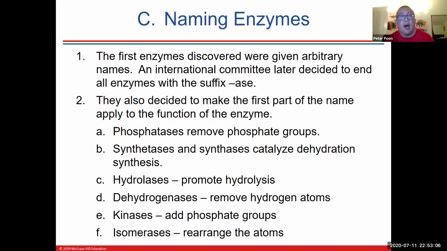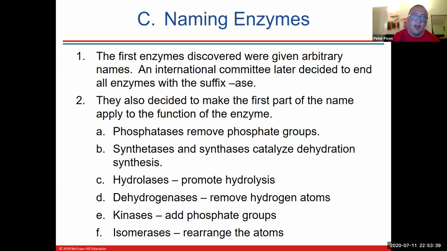The first enzymes discovered were given arbitrary names like trypsin and chymotrypsin. Later, we decided that was a bad idea, and now all enzymes end with the suffix -ase. We talked about things like helicase, polymerase, reverse transcriptase, lactase. All of them end in -ase.